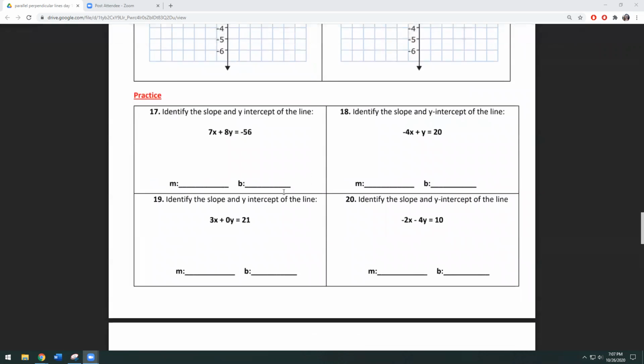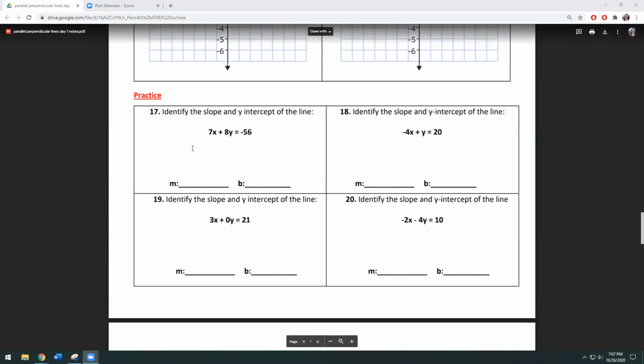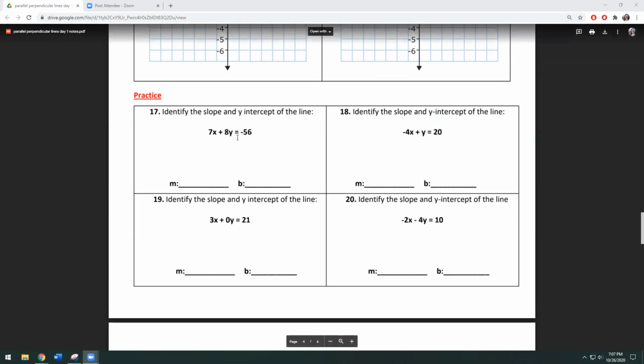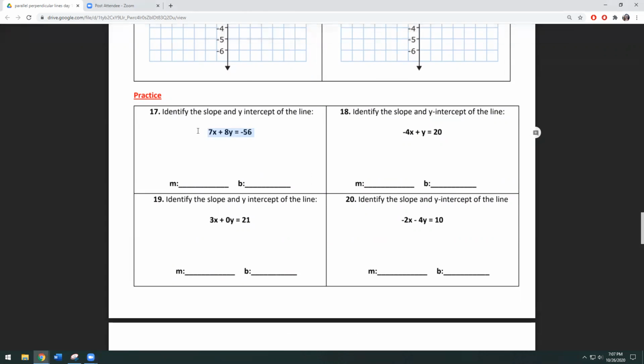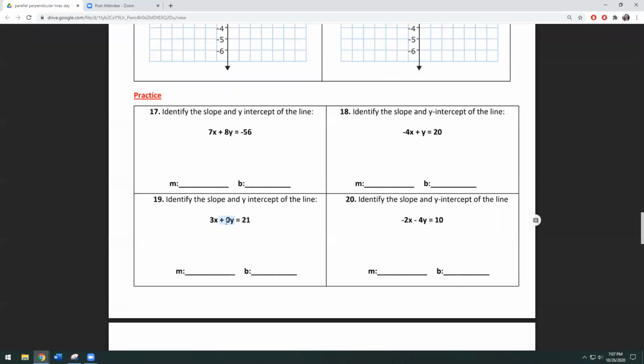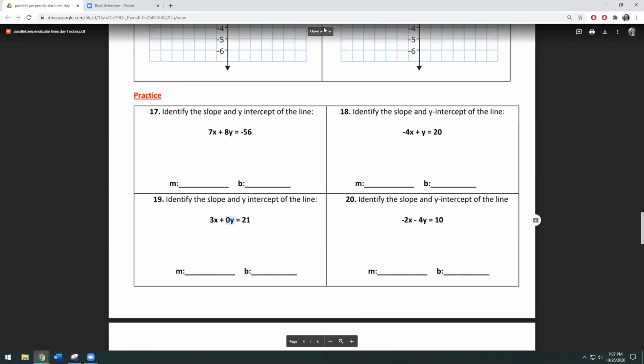So now we're into the practice problems for you. I've got 4 problems here where I would like you to identify the slope and the y-intercept. Hopefully these will be kind of quick for you. All you have to do is take the equation that's in standard form and convert it to slope-intercept form. And then you can easily see the M and the B. The only one that might be a little bit tricky is this last one here, because this has a coefficient of 0. So let me start you off with that problem.